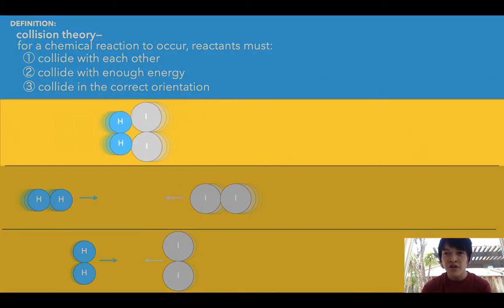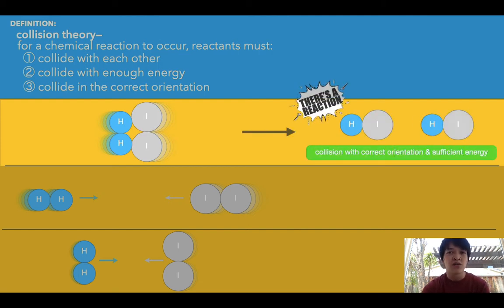In the first scenario, our hydrogen gas molecule and iodine gas molecule collide with a lot of speed and energy. Also notice that the two molecules of HI can form based on the orientation that they collide in. Therefore, there is a reaction, again, because the collision has correct orientation and sufficient energy.